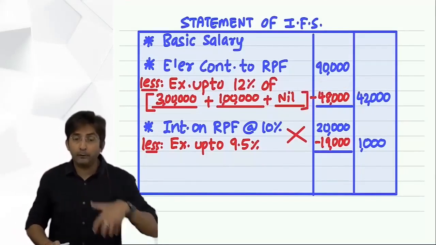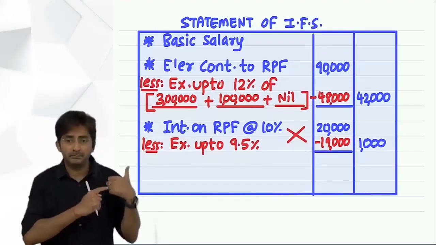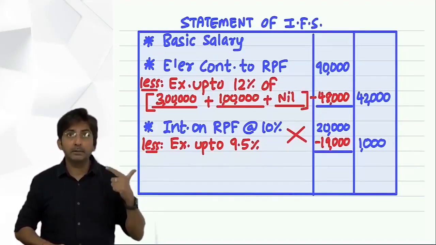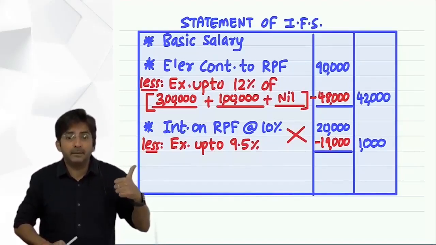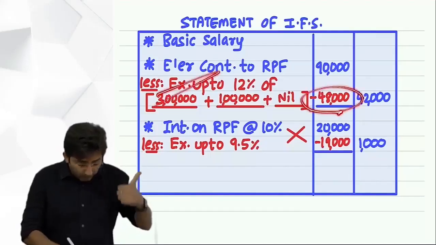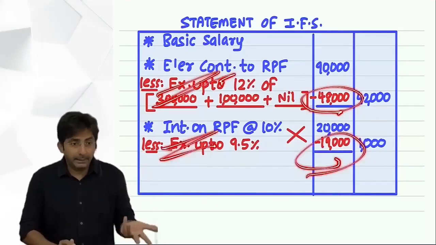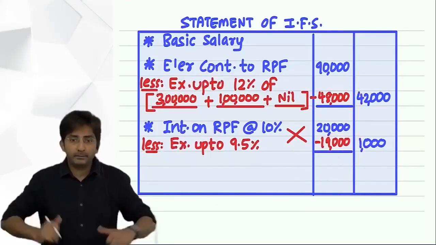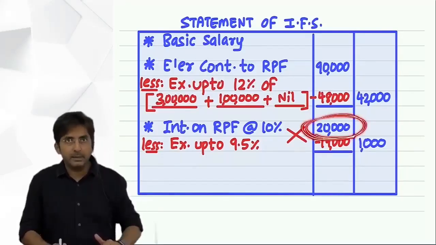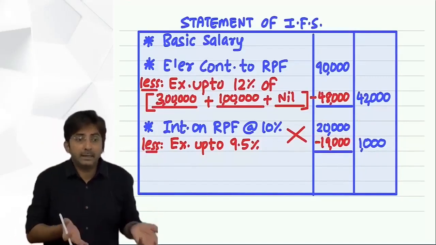In real life what do we have to do? We have to literally go back in a flashback. Flashback of the past 3 years. And we have to see in the past 3 years' statements what was the exemption for employer contribution and what was the exemption for interest. Even interest would have been different every year. See, this year I got interest of 20,000. Does it mean last year also it was 20? Last year I might have got a little less interest.